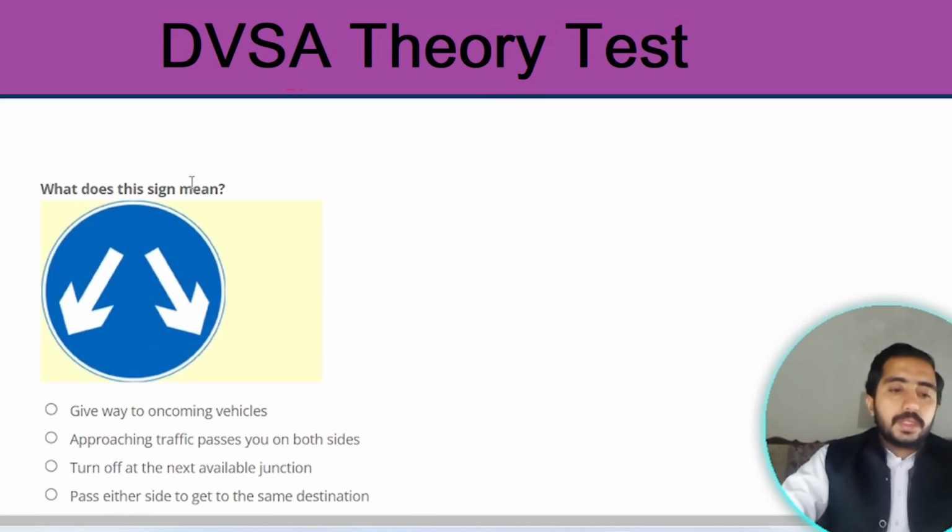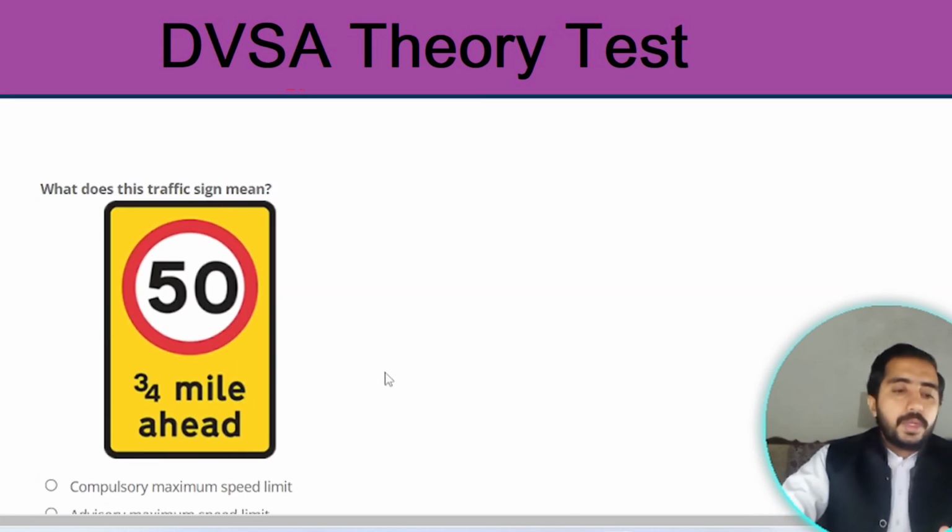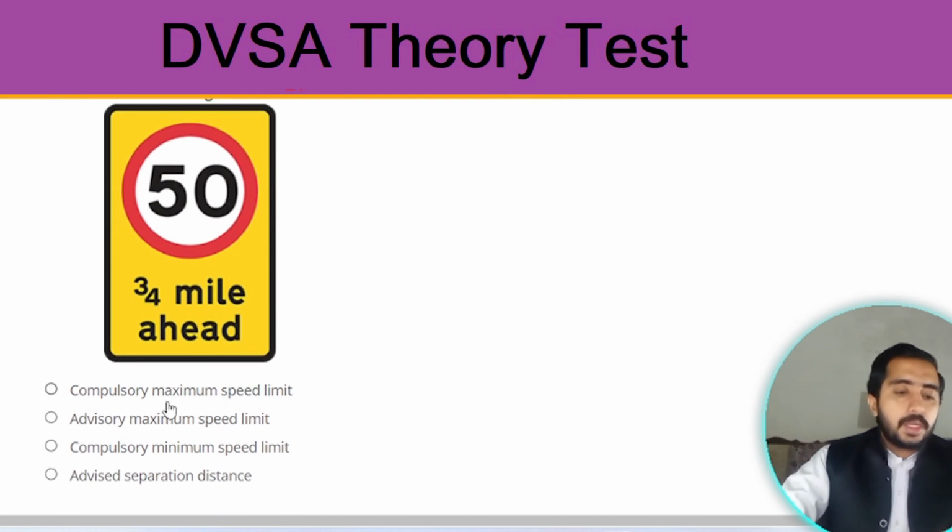Next, what does this sign mean? We know that this sign is represented by pass either side to get to the same destination. Next, what does this traffic sign mean? This traffic sign is represented by compulsory maximum speed limit.